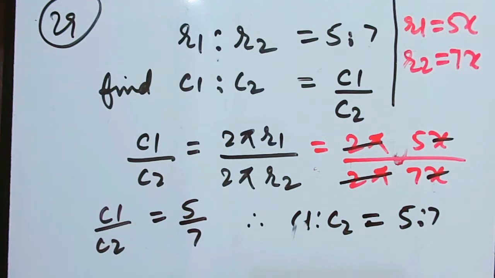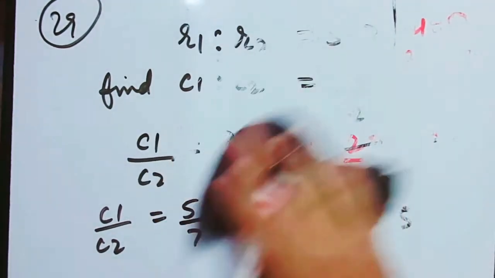Now moving on to the next one, number 30. It can be done by you, you can do it yourself. The ratio between the areas of two circles is 16 is to 9. Find the ratio between their radii, isn't it?